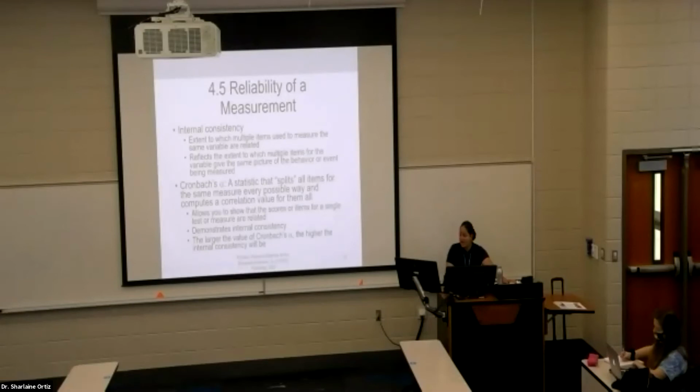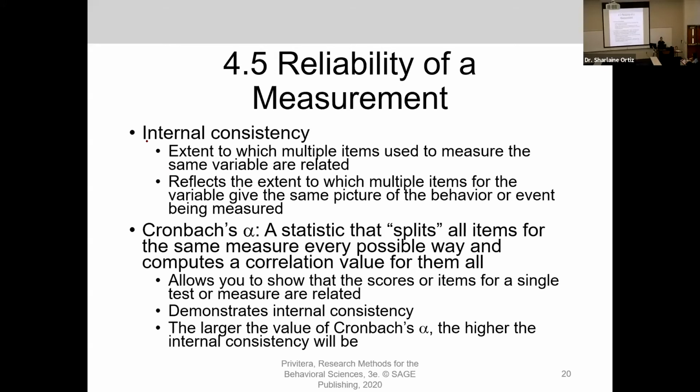Now, another method that we use to see if something is reliable is internal consistency. When we are talking about internal consistency, I want you to think about whether multiple items are related to each other. The items that I have in there, the questions in my assessment, the inches on my ruler, do they relate to each other or do they not?